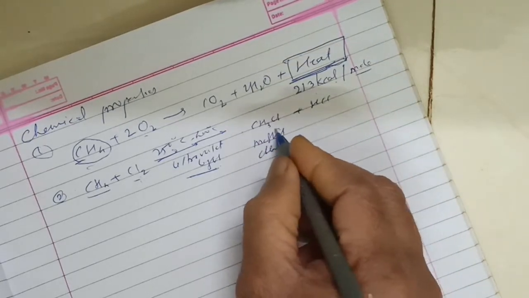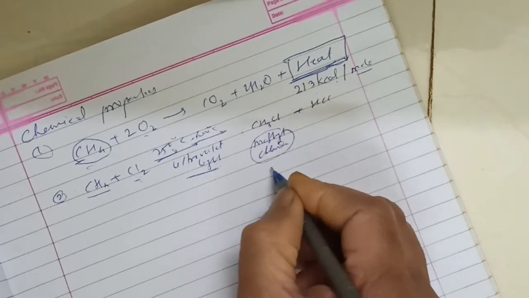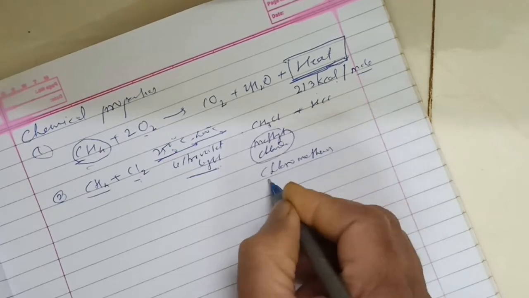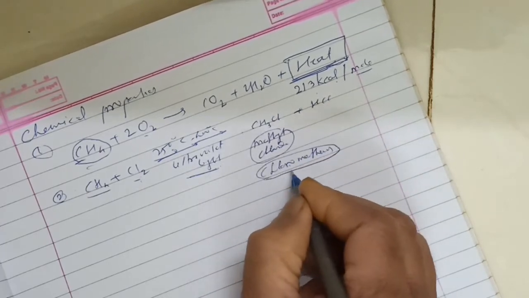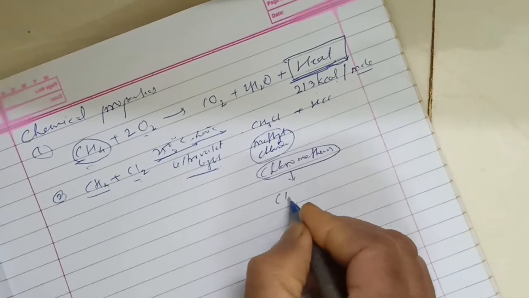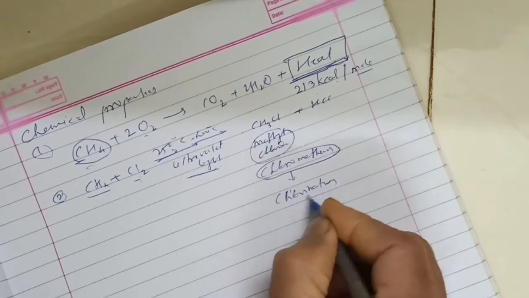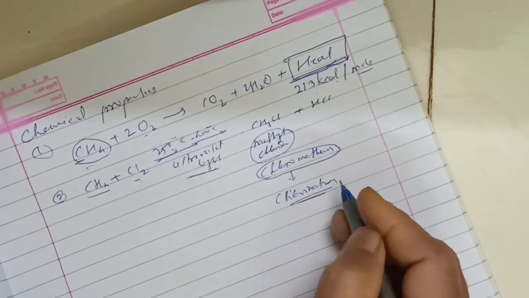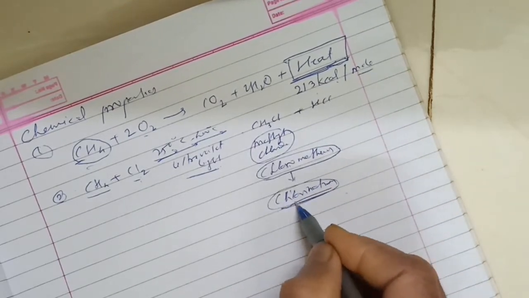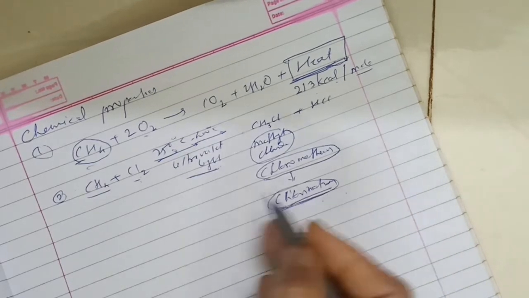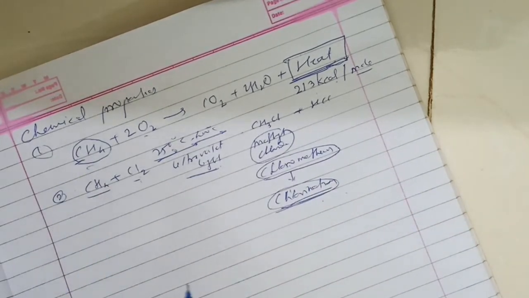This methyl chloride is called chloromethane. And this process in which chloromethane is formed is called chlorination. So that reaction of methane is called the chlorination reaction. Okay. So those are the two chemical properties.